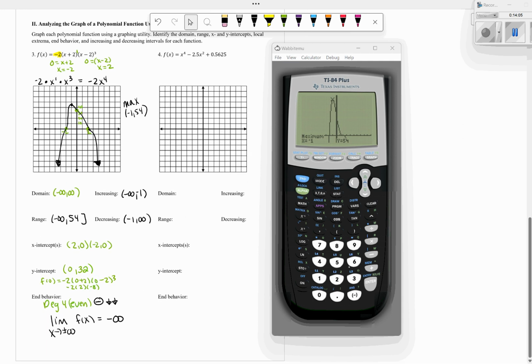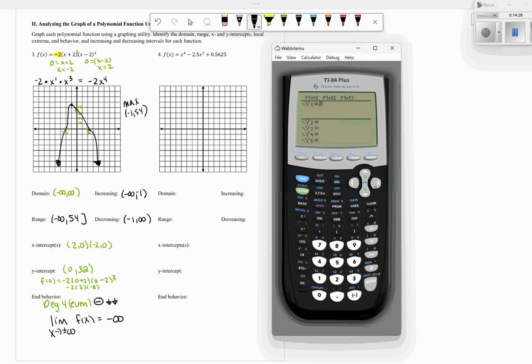So let's go ahead and look at question number 4. So that one really, like I said, we could have kind of done it without using our graphing calculator. It's just then for the intervals of increasing, decreasing, we needed it. But if we look at question number 4, trying to find factors of 0.5625 that add up to -2.5, it's going to be difficult. So we're going to use our graphing calculator to help us go ahead and graph this. So we have x to the 4th power minus 2.5 x squared plus 0.5625.